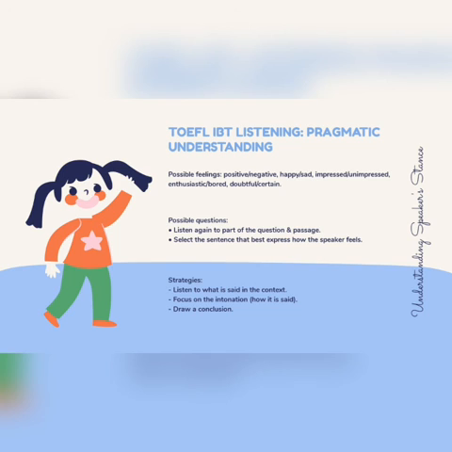In understanding speaker stance, there are two possible questions. The first is, listen again to part of the passage. The second is, select the sentence that best expresses how the speaker feels. Here, you can use three strategies. The first strategy is listen to what is said in the context. The second is focus on the intonation of the speakers. The last is draw a conclusion.